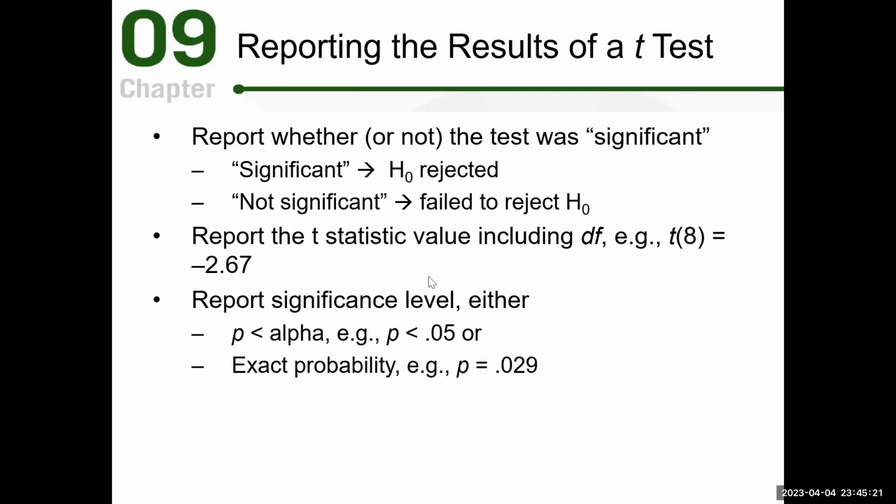You report the significance level, which would be p less than 0.05, or you can give the exact probability, which is p equals 29%. That p equals 29% is that proportion. So you go to negative 2.67 and you would look for that proportion in the table.